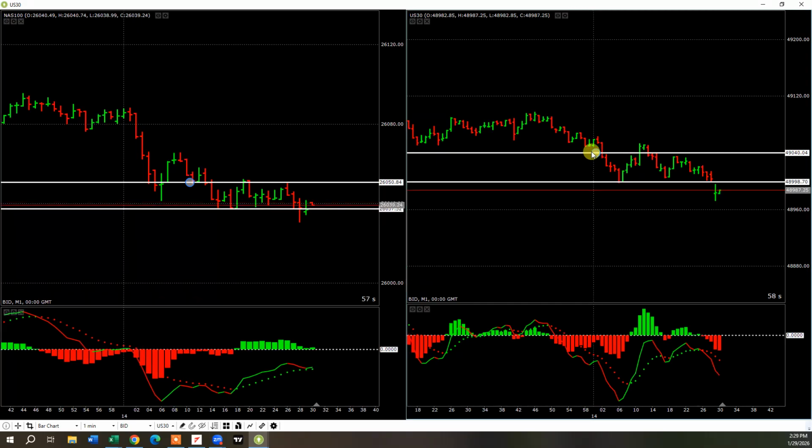We've got an indecision bar on the NAS. We've got an inside bar on the NAS and an indecision bar on the Dow. I'm still seeing some level of divergence when we look back across to the low there around 49,206, and now we've got lower lows and higher lows. So I'm interested there, still in that 49.040 for the long.